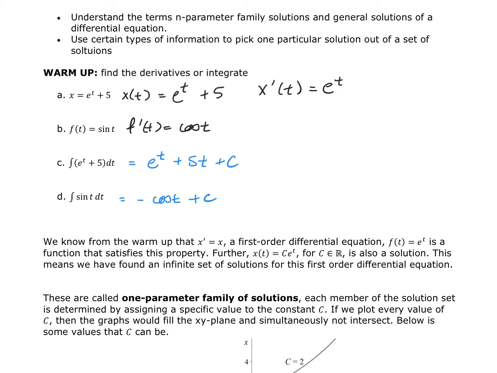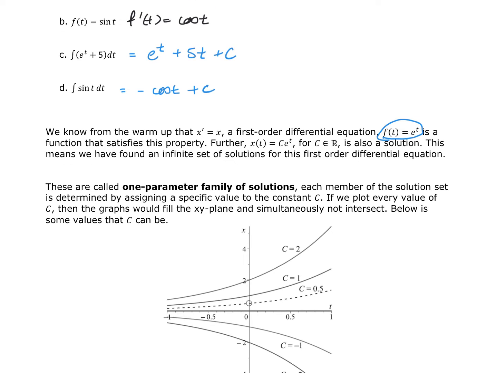Now we know from what we just did that when x prime is equal to x, this happens when my x, or f of t, is equal to e to the t all day long. And if we put on this multiplier of c, c e to the t, where the multiplier c is a parameter, this also will work. We know that the derivative of e to the t is e to the t, and the derivative of c e to the t is c e to the t, for all c that are real numbers and they're the parameters. This means we found an infinite set of solutions for a first-order differential equation that satisfies x prime is equal to x. When that happens, these are called a one-parameter family of solutions.